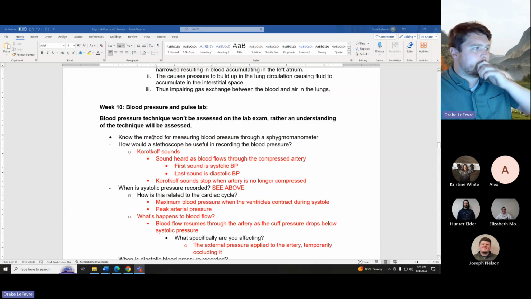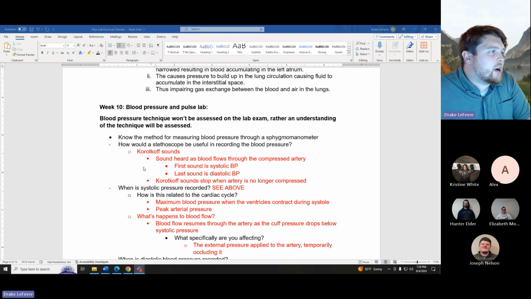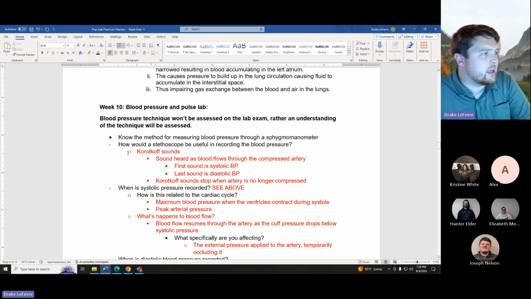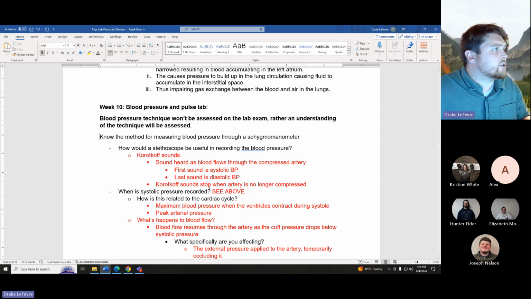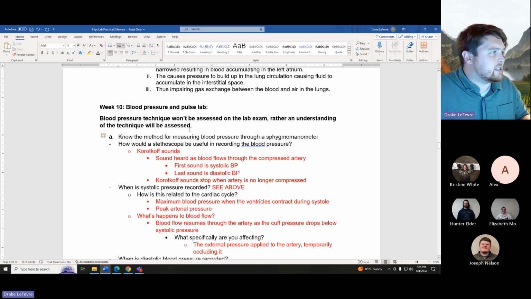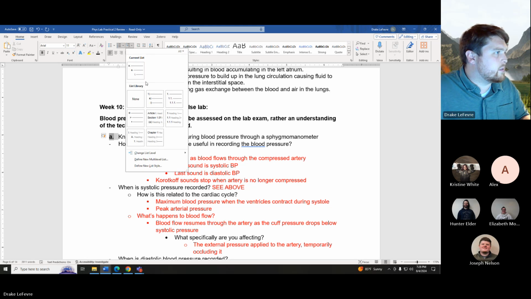Okay. Blood pressure and pulse lab. The blood pressure technique won't be assessed in the lab exam, rather understanding of this technique will be assessed. So the method for measuring blood pressure through a sphygmomanometer, and how would a stethoscope be useful in recording the blood pressure. So you're going to want to know the specific steps.